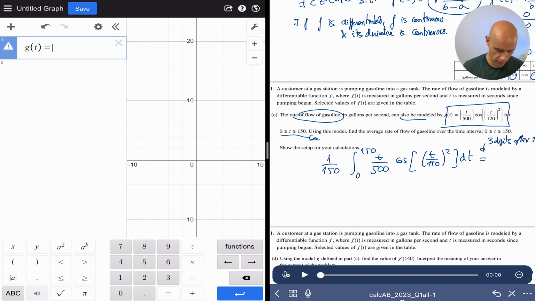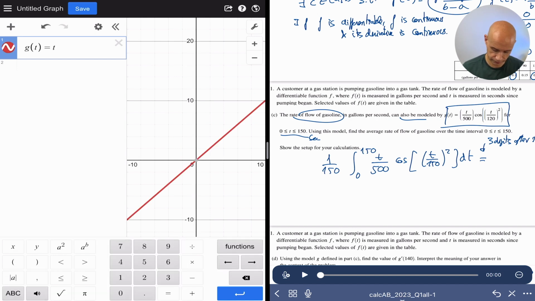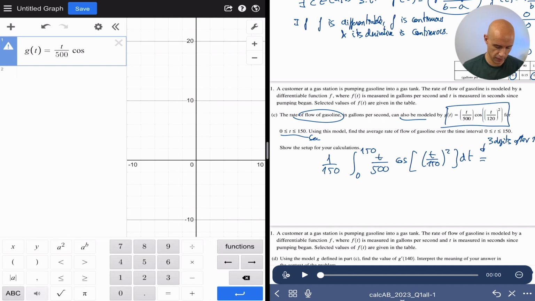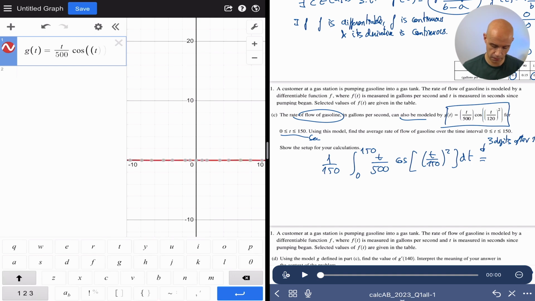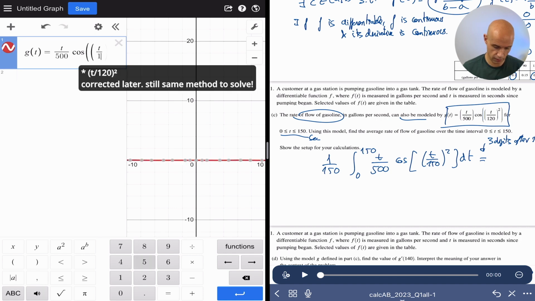Is t divided by 500? Yes, 500. Okay, whatever you want. Now let's move to the next thing, and then we have cosine. Be careful here because we have all these parentheses, right? And it's kind of a little bit confusing. So we have the cosine. So let's do a first parenthesis here, but we need another parenthesis, and this one has t divided by something. T divided by 150. Okay, congratulations, 150.